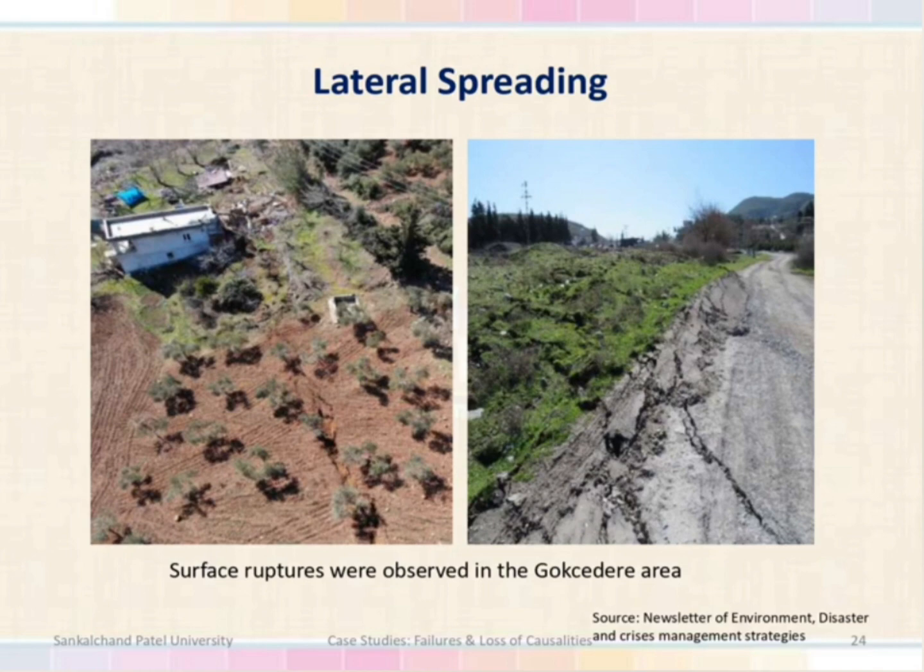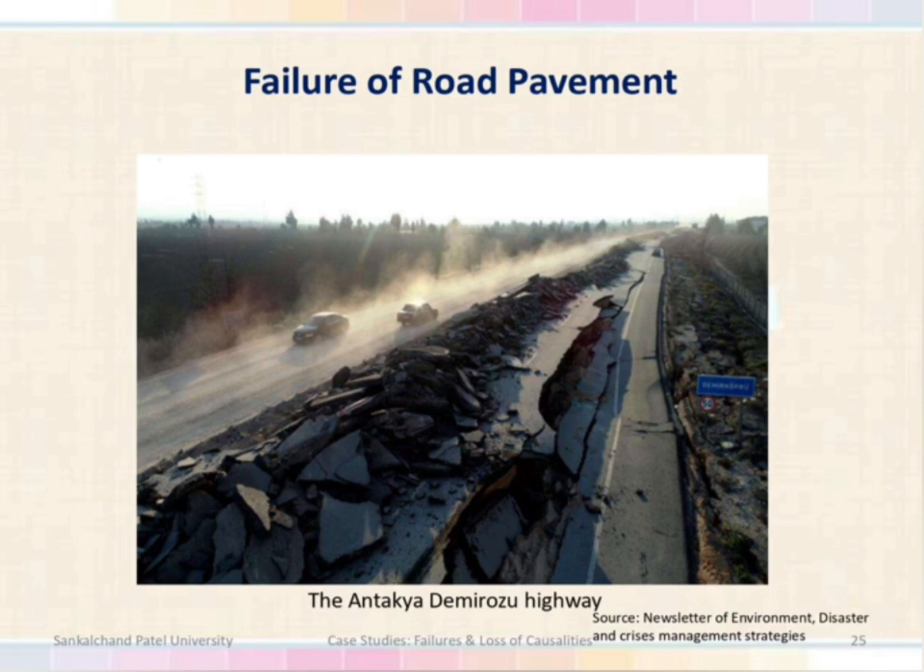You can see the highway at Goksun also damaged due to this earthquake. The Antakya and Dimizu highway totally failed.